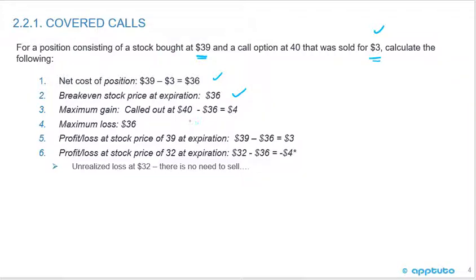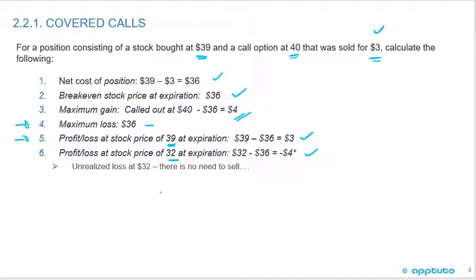The maximum gain, if I get called out: you can see the call option is at $40, and I paid $36 for the stock, so my maximum gain is the $4. The maximum loss is going to be the $36. The stock price could go down to 0. So we have the same risks as owning the stock. Now, the profit and loss: if the stock is at $39 at expiration, my break-even is 36, so 39 minus 36 is $3. But if the stock is at 32 at expiration, I'm going to have -4.